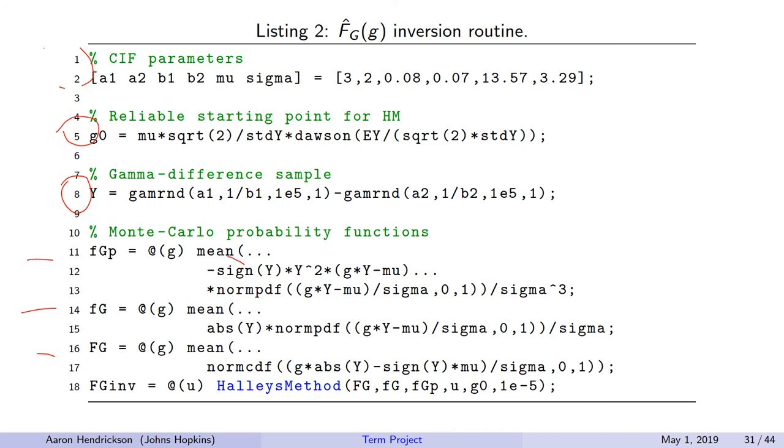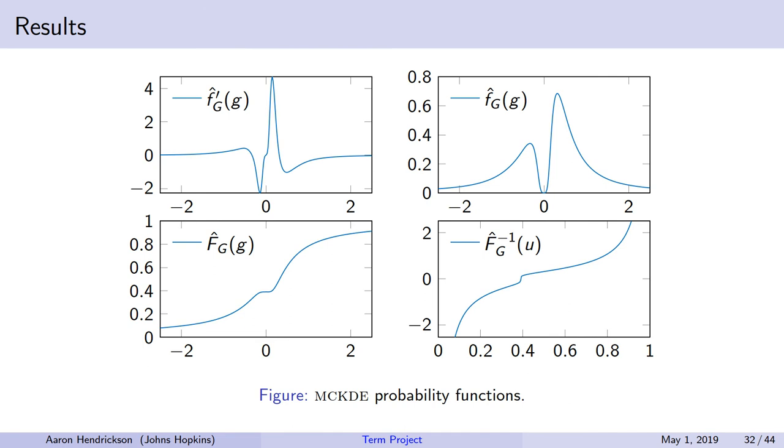You'll notice that each one is just based on a mean. This is the mean of some function. We plug all of these things into Halley's method, and we can evaluate the inverse CDF, or quantile function, for G. And here is what I got using the parameters above.